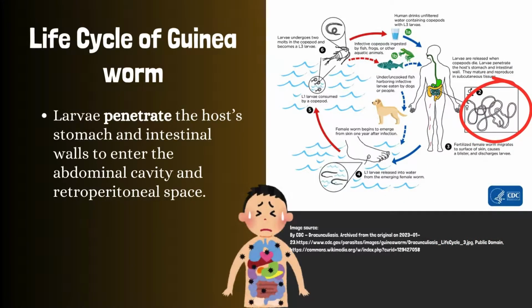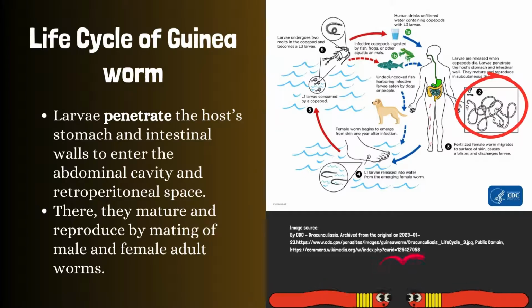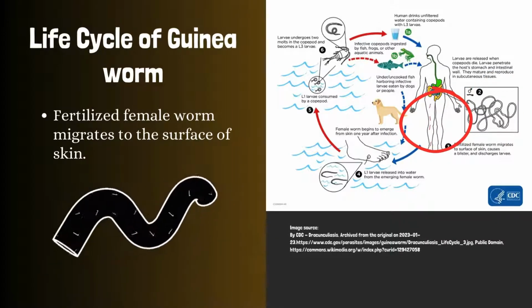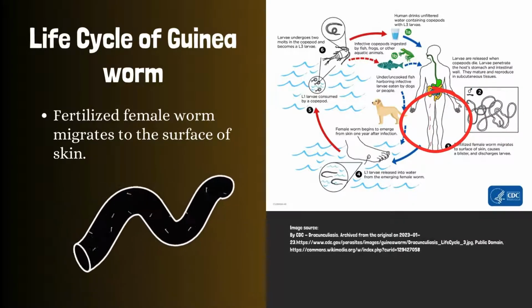Larvae penetrate the host's stomach and intestinal walls, to enter the abdominal cavity and retroperitoneal space. There, they mature and reproduce by mating of male and female adult worms. The fertilized female worm migrates to the surface of the skin.